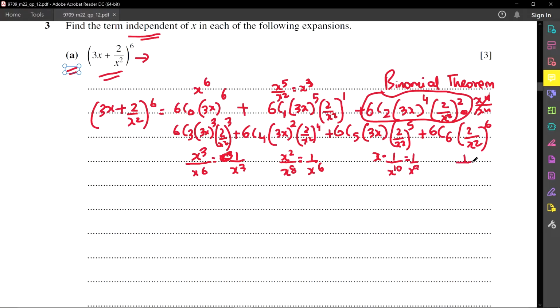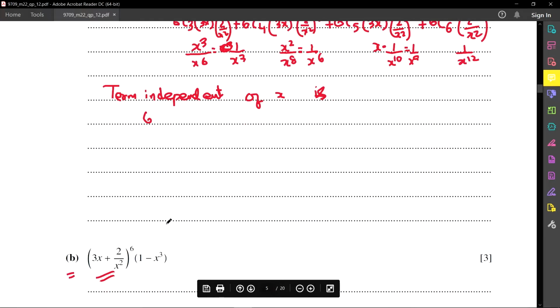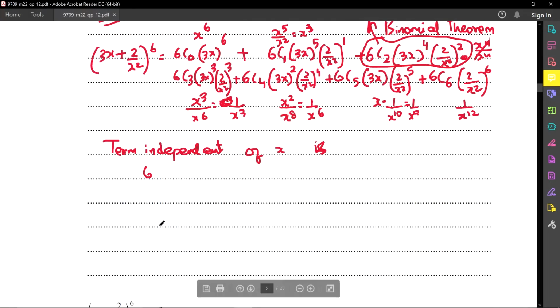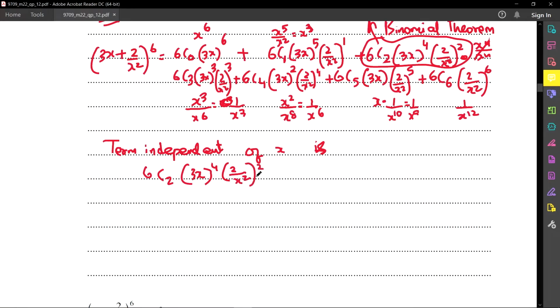And here it is x power 12. So anyway, the term that you're looking for is this. So the term independent of x is 6c2 (3x)^4 into (2 by x square) whole square.